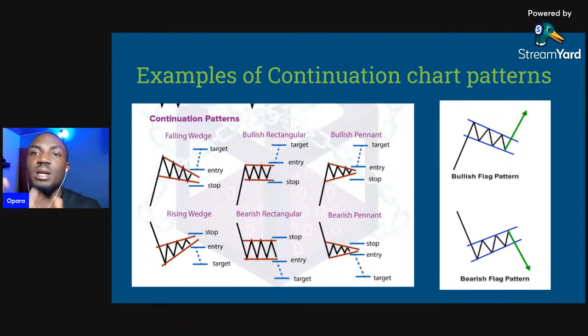Okay, so we have the examples. You can see the falling wedge, the rising wedge, the bullish rectangle, the bearish rectangle, the bullish pennant. These are things that, like I said, you don't need to cram. Just go on Google and search chart patterns. You're going to see this particular picture, which I got from Google. Just download it and then you can use it as a reference.